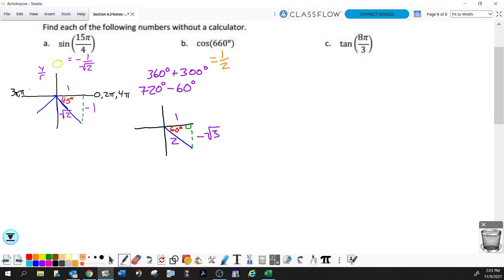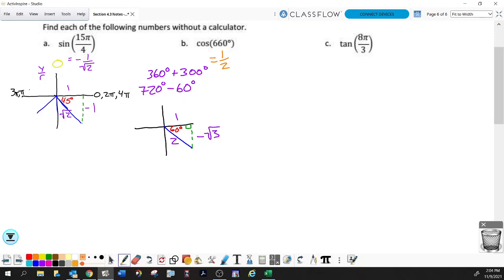8 pi over 3. You know what's neat about tangent? It repeats itself every pi. So we don't even need that to get to a multiple of 2 pi. We just need it to get to a multiple of pi. So what's the next multiple of pi? Well, 9 pi over 3. Because 9 pi over 3 is 3 pi, right?